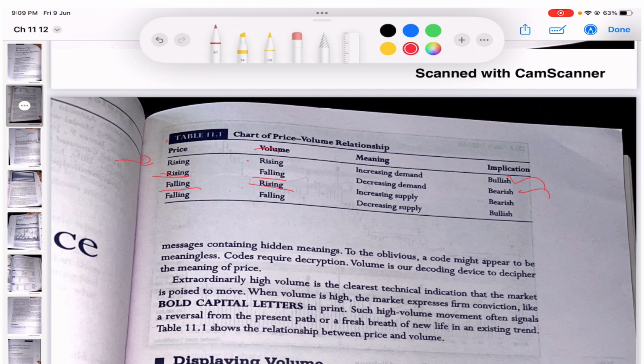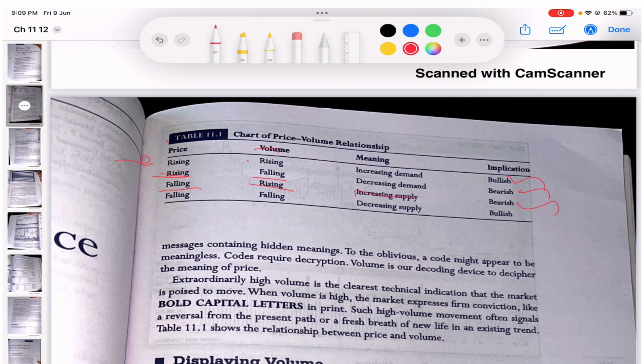Next, we have a falling price, volume is rising. So a downtrend is going on, the price is falling, and when the price is falling, the volume is high, which means the sellers are very much interested in taking the price down. That means there is a lot of supply. Increasing supply, that means it is bearish.